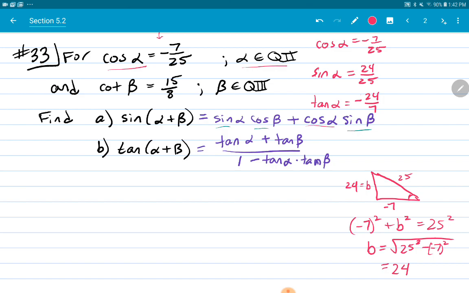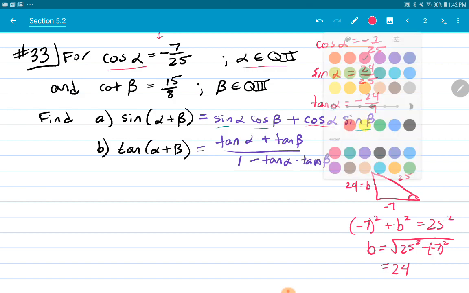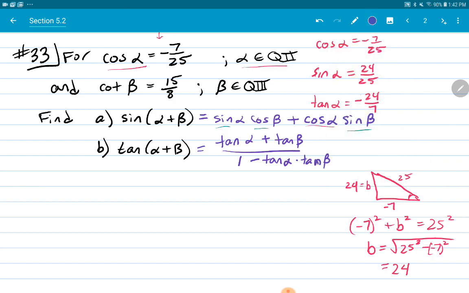Now let's do that same process for beta. So I'll do a different triangle for beta. Let's do beta in blue. So my triangle for beta is in that third quadrant. So it's oriented like this. With that, there's my reference angle.